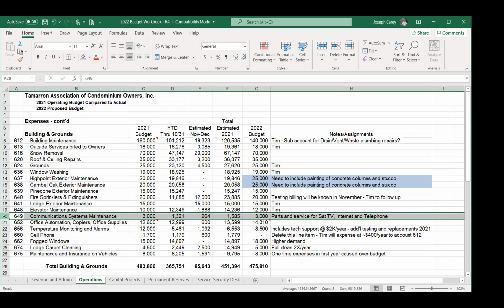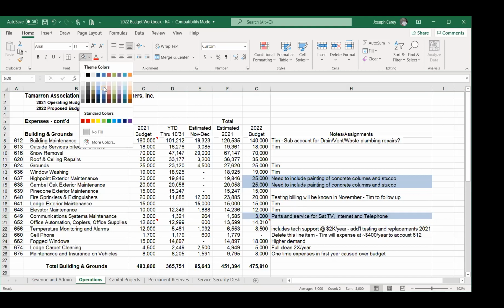Communication systems maintenance. So this is parts and service for our satellite TV, internet, and telephone systems. Should we have to call in Ting or Groove to do any work that can't be handled by Cody? I don't know. Can we lower that to 2,000 since we only spent 1,600 this year? Gary and Cody are up to their necks in that one. I don't have a strong opinion on it. Can you check with them on that? Yeah, so we can see if we can drop that tomorrow.